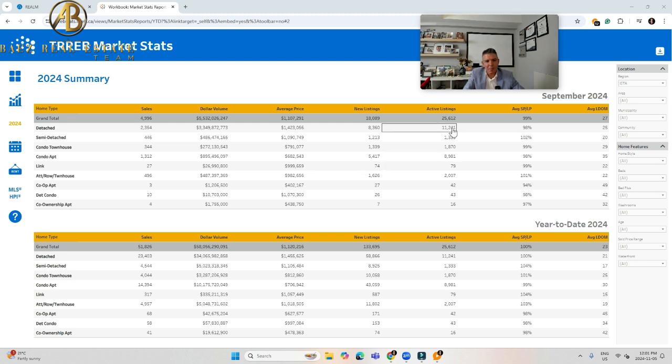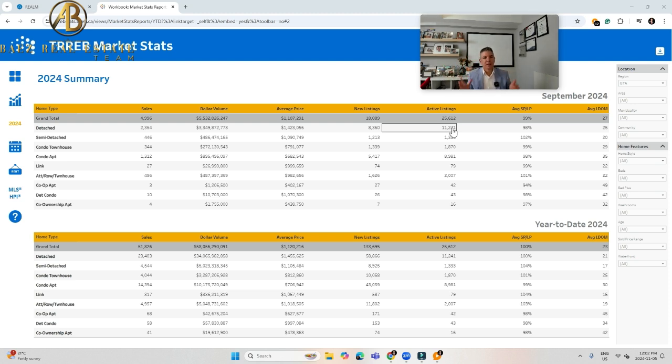Now let's look at, for example, the detached segment. Now, these are sales across the real estate board. It's very generic. If you really want to look at your neighborhood, you can give me a call. I'll be happy to tell you what has been happening in your neighborhood. So let's look at the detached segment. We had 11,241 active listings and 2,354 sales. So that will give us 4.77 month supply of inventory, which means that we have almost 5 months supply of homes on the detached segment if nothing else comes up for sale.